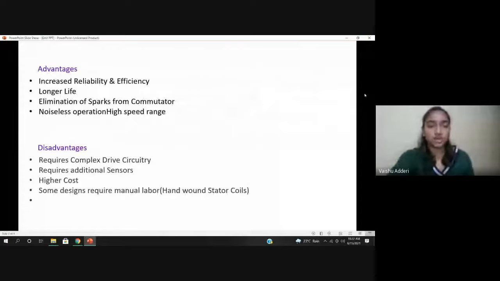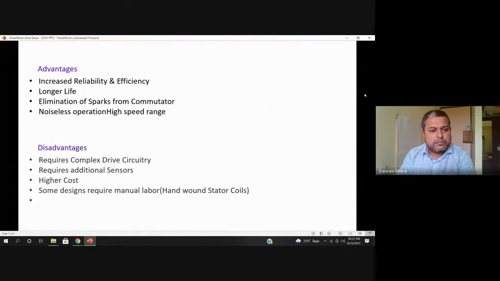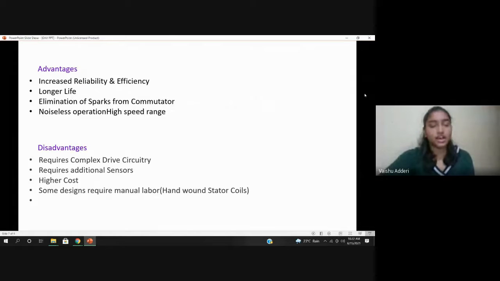Advantages of brushless DC motors are increased reliability and efficiency, longer life, elimination of spark from the commutator, noiseless operation, and high speed range. The disadvantages are that it requires complex drive circuitry, requires additional sensors, higher cost, and some designs require manual labor.